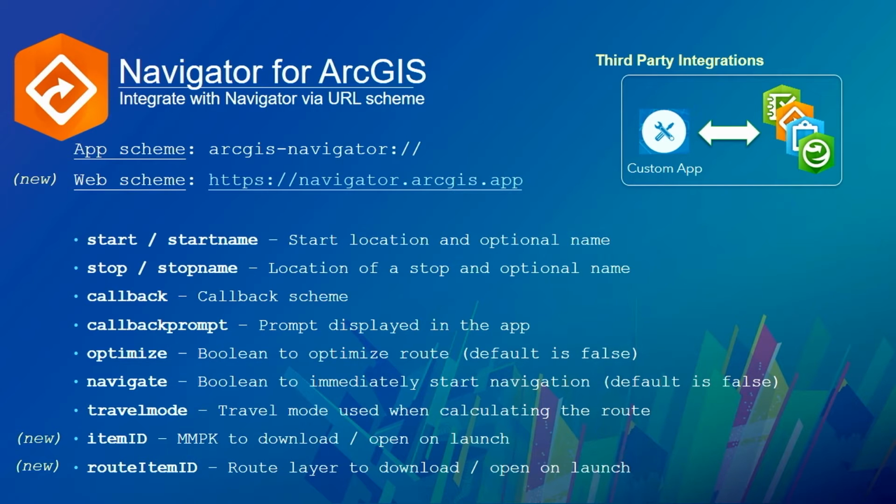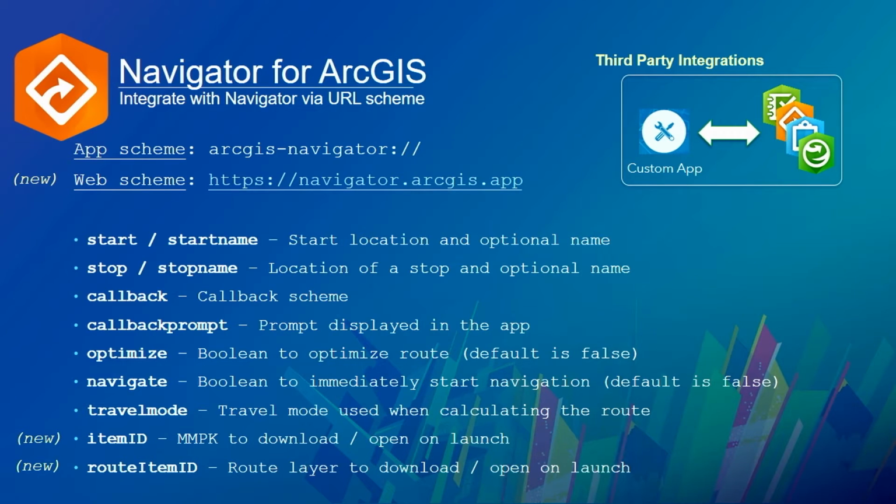And then you pass us in some parameters. You pass in things like, what is the start location that you want your user to start from? What is the stop location where you want them to stop in this particular workflow? If you want to go back to your application, they've navigated out to where they need to go, and then they want to jump back into your application, that's the callback. So you would mention your application in the callback scheme.